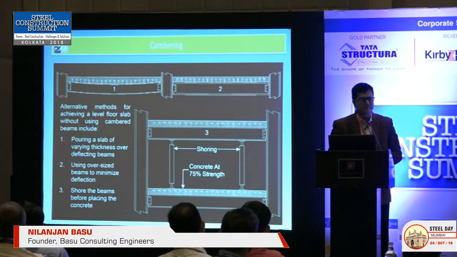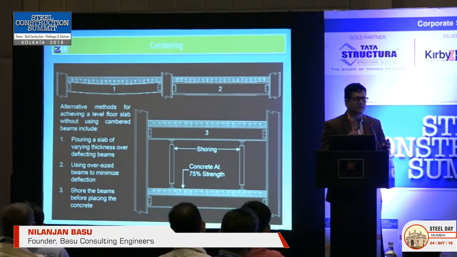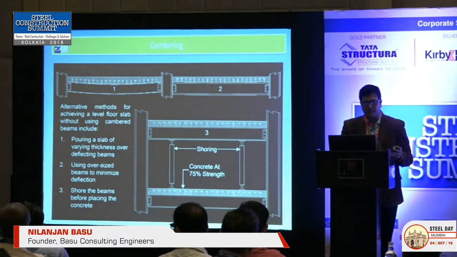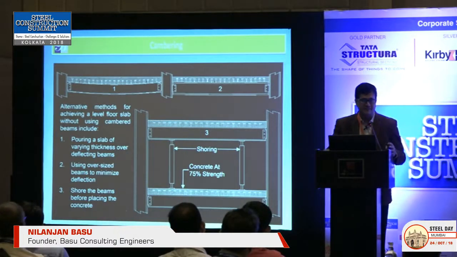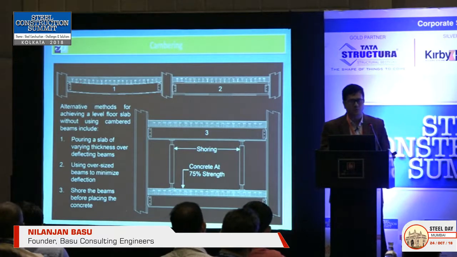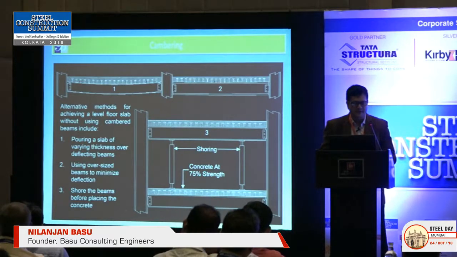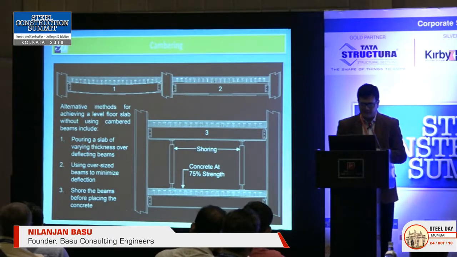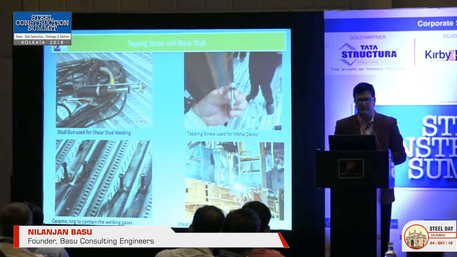These are generally why we can avoid cambering, and what the effects of cambering are while doing it. So pouring a slab of varying thickness over the beam, that's how you can avoid cambering. Or you can use the oversized beam, which we don't want to use. The most cost-effective or economic way is to use shoring. That's a temporary prop, with the concrete of the lower floor reached at 70%, 75% strength.